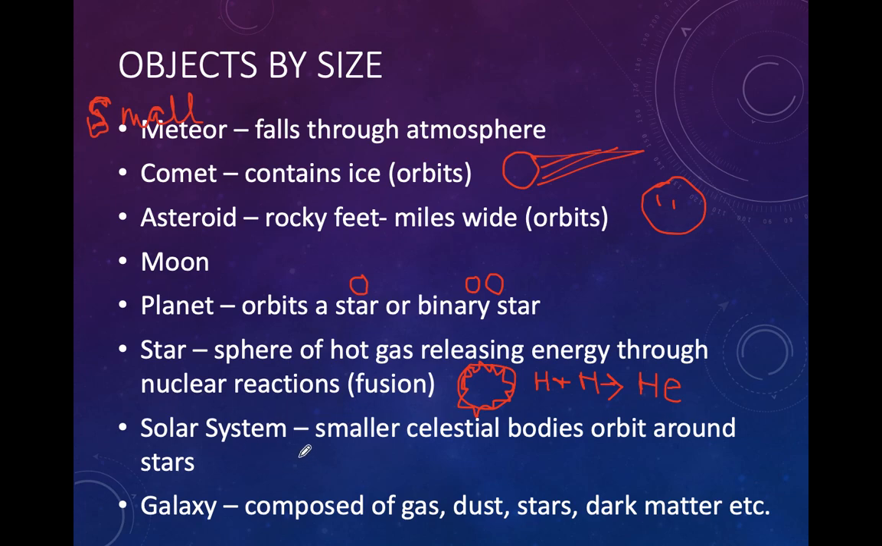Bigger than a star is a solar system. So we have our star in the middle, and then we have our celestial bodies orbiting that star. And then bigger than a solar system is a galaxy. So galaxies are composed of gas, dust, stars, dark matter, etc. And we're going to get more in depth with galaxies in the future slides.